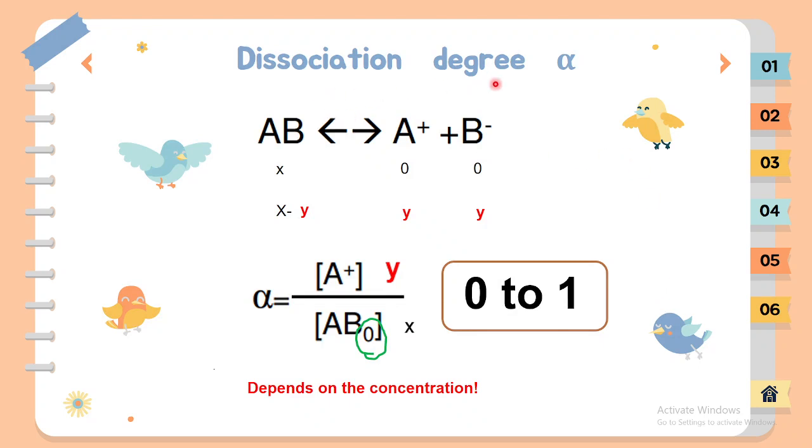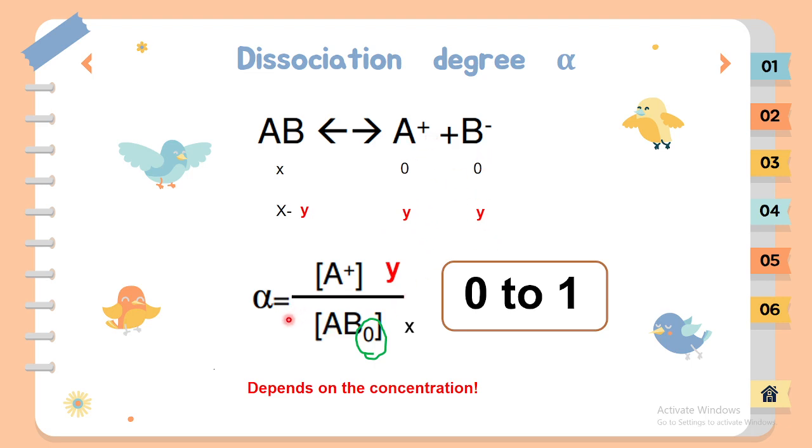So dissociation degree, or alpha. If you look here, if you put AB, this is just a simple compound like NaCl, into water, at the beginning you have X amount of AB and zero amount of A plus and B minus. This is just the beginning. And after some time, Y amount of AB dissociates into A plus and B minus. And because the ratio is 1:1, these are Y and Y as well. So if 2 moles of AB dissociate into A plus and B minus, you produce 2 moles of A plus and 2 moles of B minus.